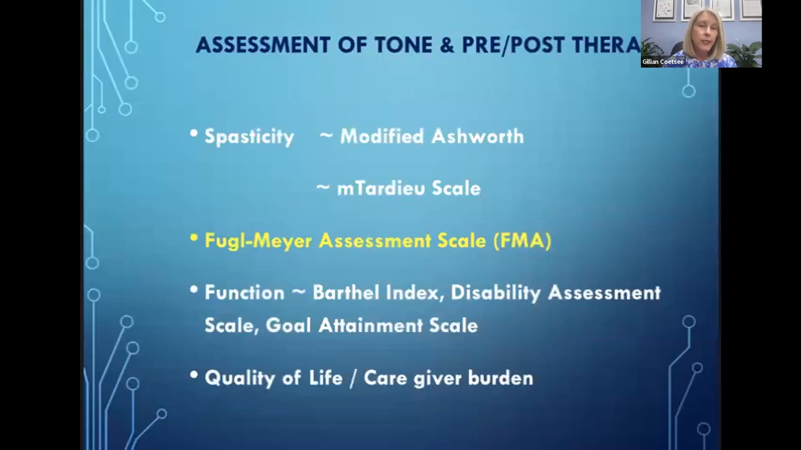So assessment is critical. And generally, if you only do the following, this is what we need to look at: assess the spasticity specifically with the modified Ashworth or modified Tardieu scale. Maybe do some kind of upper limb assessment, such as the Fugl-Meyer assessment. Look at our function with various scores or scales, and then quality of life and caregiver burden.